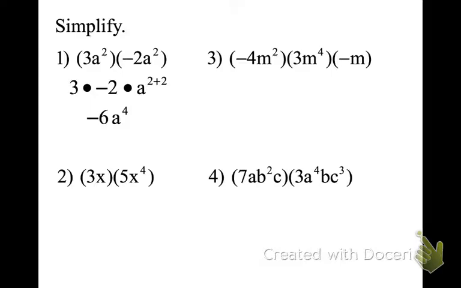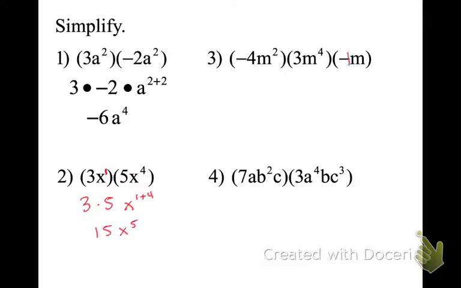Okay. Now let's check our work. We're multiplying here. 3 times 5, and x to the first plus the fourth. So it's 15x to the fifth.